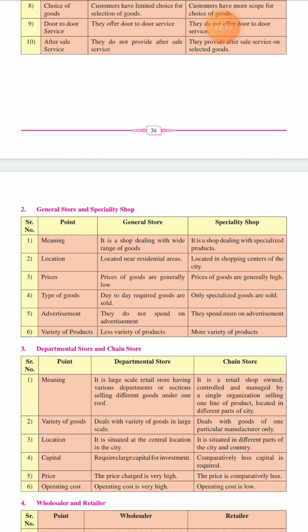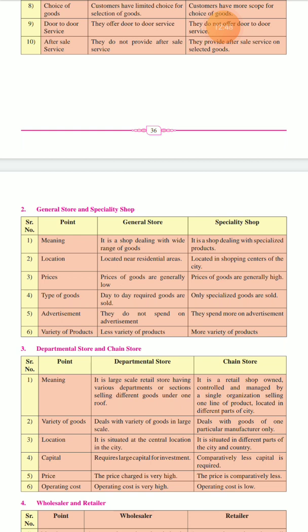Okay, next is prices. Now prices of the goods are generally low in general store. In specialty shop, prices of the goods are generally high. Okay, then types of goods. Day to day required goods are sold in general store, the day to day goods that you need, they are sold. And in a specialized shop, only specialized goods are sold. Okay, advertisement. Now this general store, they do not spend more on advertisement. In specialty shop, they will spend more on advertisement.